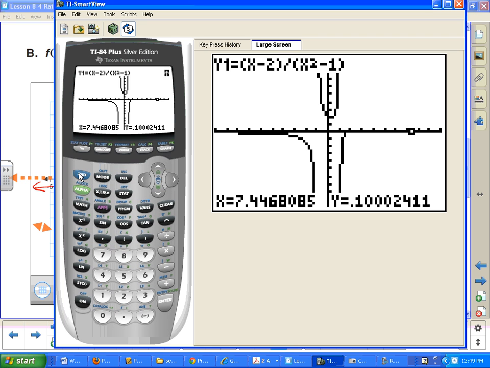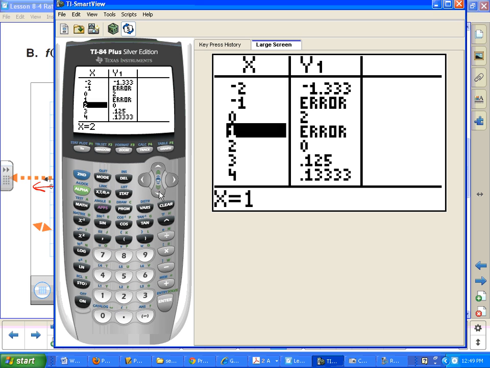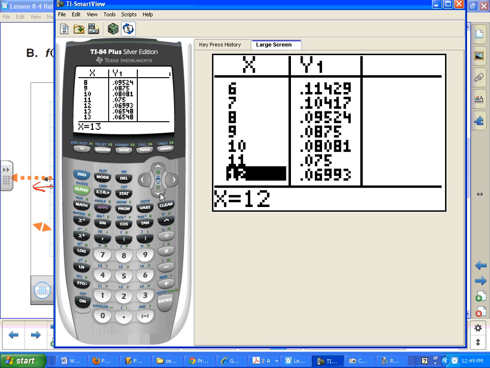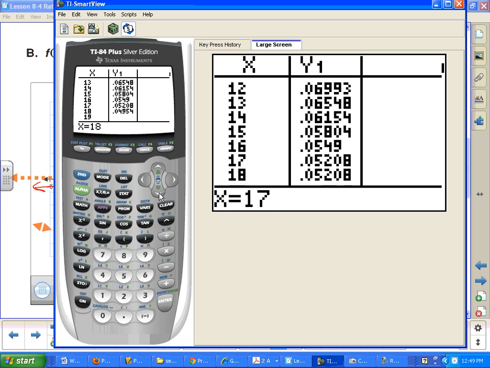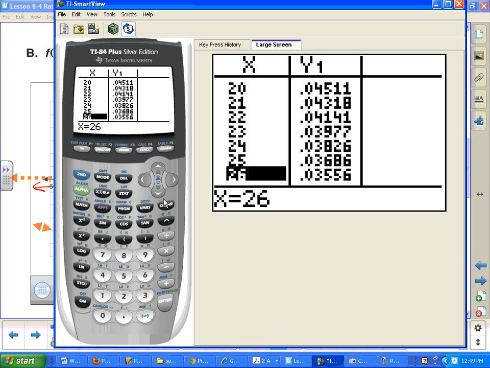All right, but if I went to really large values in my table even, you can see it's getting close, coming back down, getting closer and closer to 0. But it will never cross the x-axis again because there's no more zeros. There's only that once.